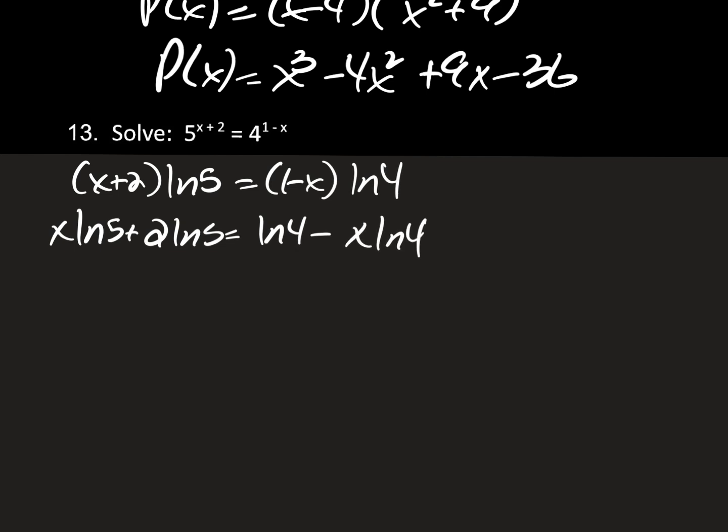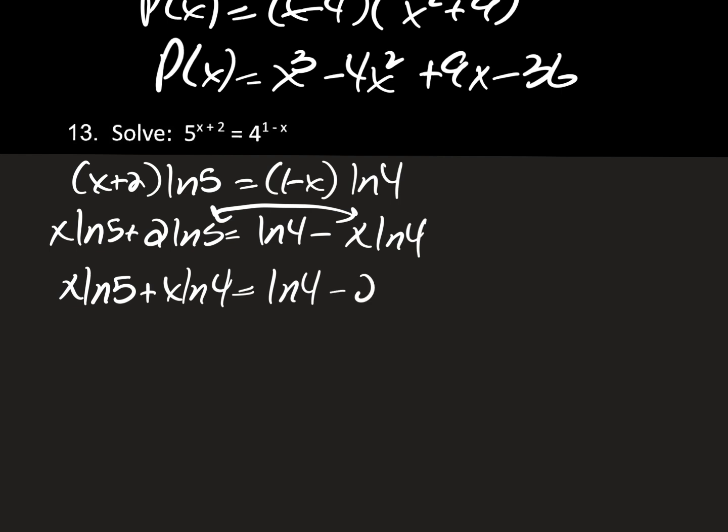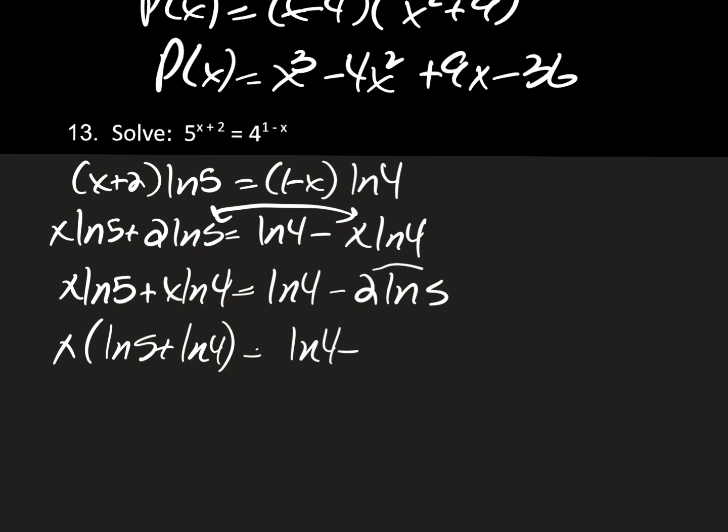Now what you need to do is get your x's together and your non-x's together. So I'm basically switching sides with those two terms. I'm going to move the x natural log 4 over to this side to get my x's together, and I'm going to move that 2 natural log 5 over here to get my non-x's together. So over here, I'm going to factor out the x. That is natural log 5 plus natural log 4. Over here, I've got natural log 4. Watch what I do here. This 2 is really the exponent on the 5, and 5 squared is 25.